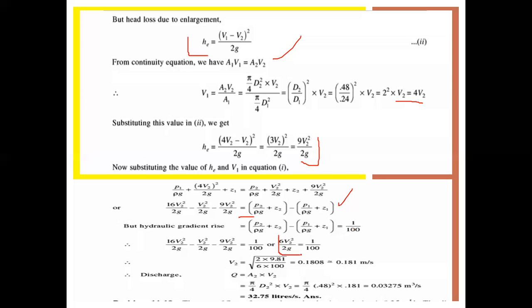ఇంతవరకు వచ్చింది మనకి. Now what you have to find? V2 square. V2 square is equal to 2 into 9.81 by 6 into 100. Therefore V2 is equal to root of so and so. Finally, you are getting 1.81. So, velocity వచ్చింది కాబట్టి, what is the ultimate thing you have to find? You have to find the discharge. Discharge Q is equal to area into velocity. Therefore, pi by 4 d square into V2. Therefore, pi by 4, 0.48 square into 1.81. That is equal to 32.75 liters per second.